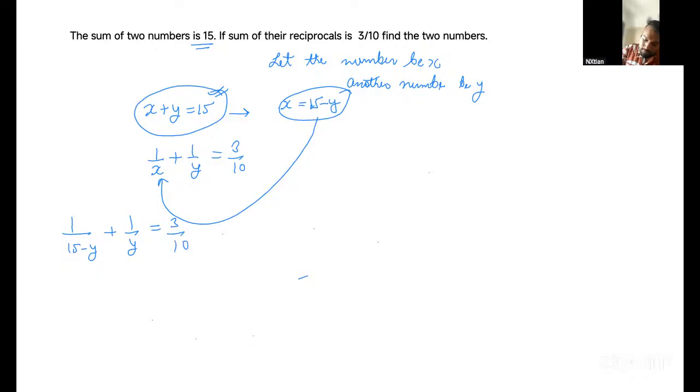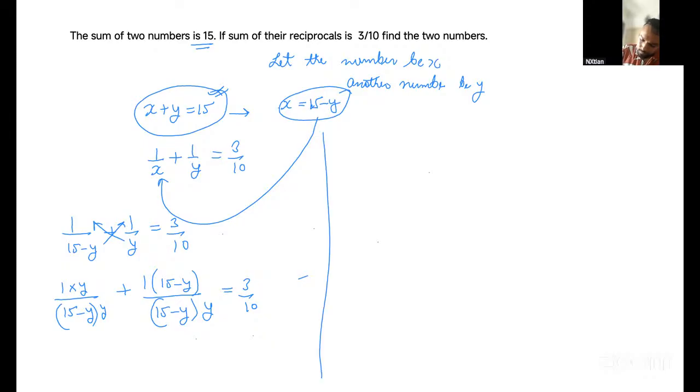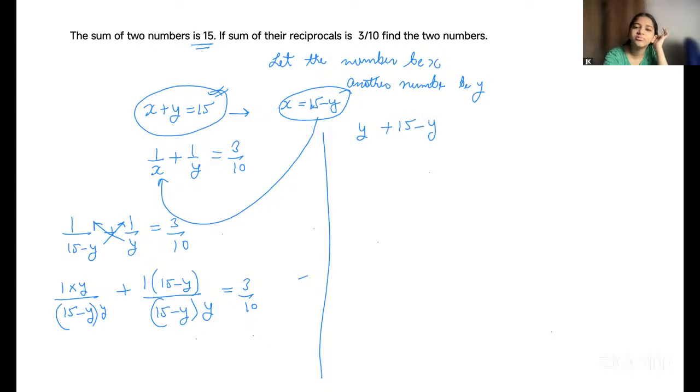Okay, now I have to make the LCM. So I will multiply this both up and down. So it becomes 1 into y upon 15 minus y multiplied by y, plus 1 into 15 minus y upon 15 minus y into y. Did you understand what I'm doing? What problem do you find in this question? This is where I got stuck. I was not sure how to do the multiplication.